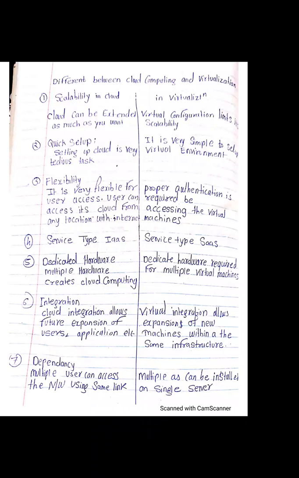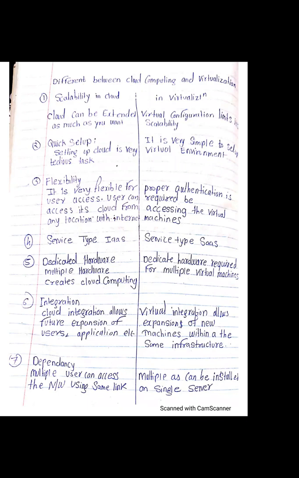Now let's see virtualization. Virtualization integrates expansion of new machines within the same infrastructure. So with the same infrastructure, you can add whatever virtualization you want, multiple virtualizations. That means integration is that through one main virtualization you can add multiple virtualizations at a time. Okay, that is integration.